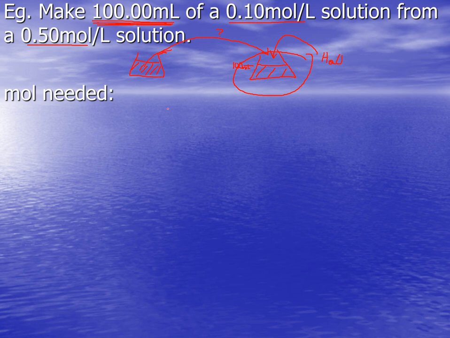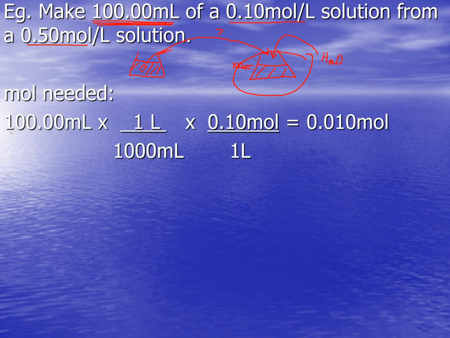So that's the first part of the calculation. We can say, okay, I want 100 mils of this new solution. I can convert that using a conversion factor, just so I'm dealing with liters because my concentration is in liters. And the concentration of my new solution that I want is 0.1 moles per liter. So to make 100 mils of a 0.1 mole per liter solution, I will need 0.01 moles of solute to be there. That's how much I need to get out.